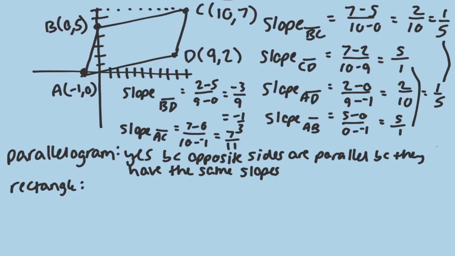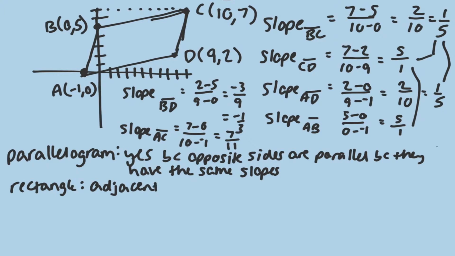In order for a parallelogram to be a rectangle, it has to have 4 right angles. And the way we can prove if they have right angles is if the sides next to each other are perpendicular, which means the slopes need to be opposite reciprocals. So if we look, for example, at BC and CD, BC is 1/5, CD is 5/1. They are reciprocals, but not opposite. They don't have opposite signs, so it's not a rectangle.